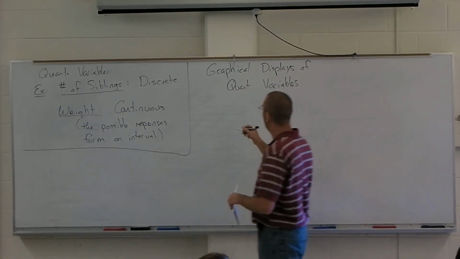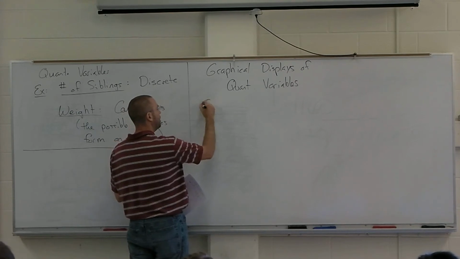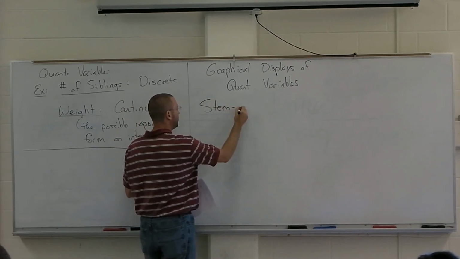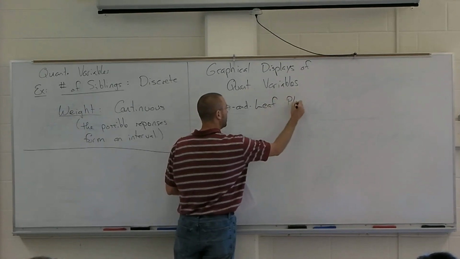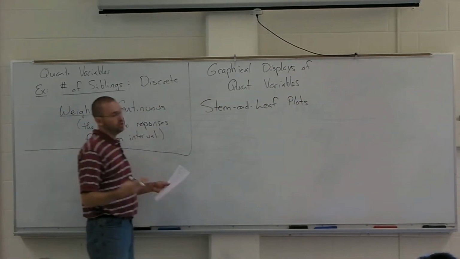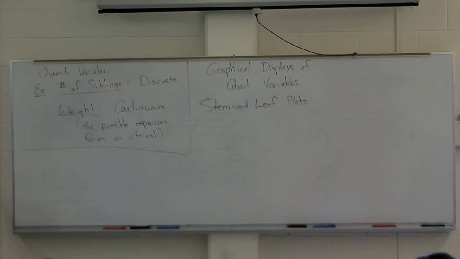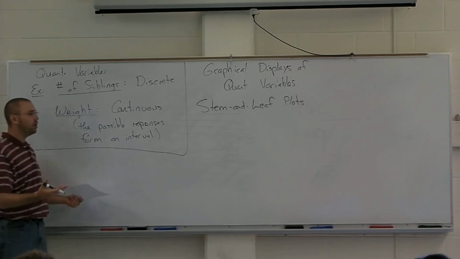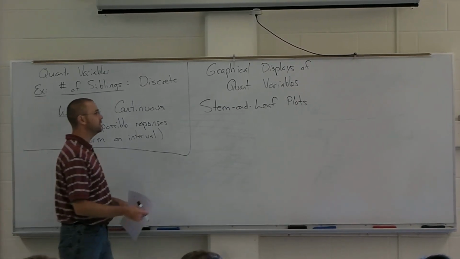So the first type of graphical display we're going to look at are what are called stem and leaf plots. And you probably have seen these before, you probably know what these are, you probably know how to do them, and that's fine. We're just going to go through a little brief overview for those of you that don't recall much about them, get everyone hopefully up to speed and on the same page.